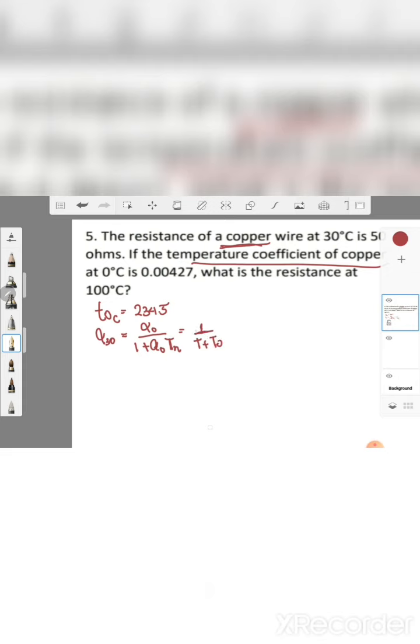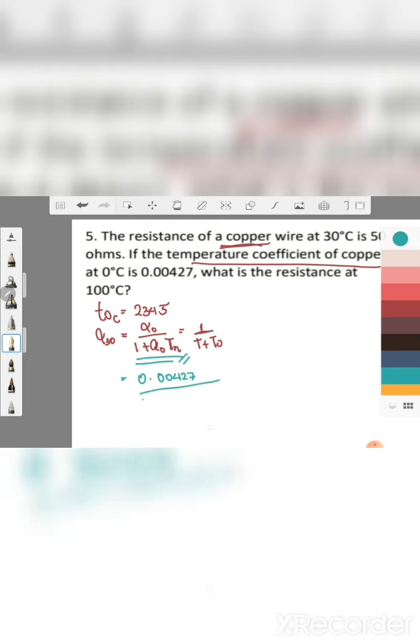So using our first equation, we have our alpha, which is equal to 0.00427 divided by 1 plus 0.00427 multiplied by Tn. Take note that your Tn is equal to 30 degrees Celsius, which means this is the temperature at 30 degrees Celsius.